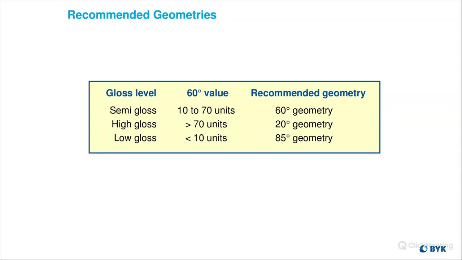So recommended geometries, this is using the baseline of a 60-degree meter. So we took readings using the 60-degree geometry instrument, and if your readings are between 10 and 70 units, then that 60-degree geometry is what you should be using. If you're getting values greater than 70, then that 20-degree geometry is recommended. And then anything less than 10, you should switch to your 85 geometry meter. Again, this scale here is not set in stone, but it's a good guide to use.